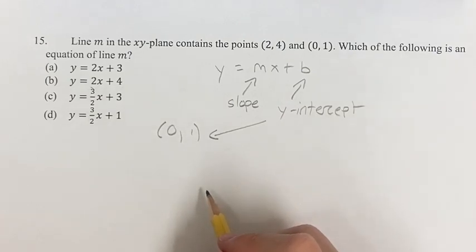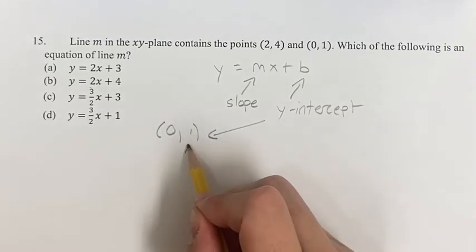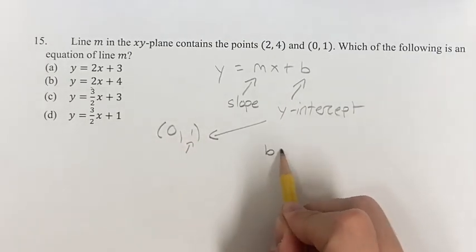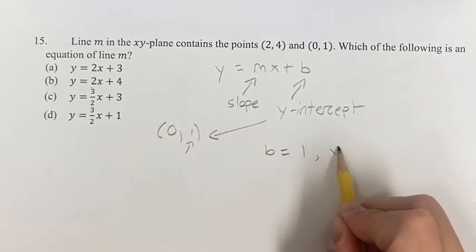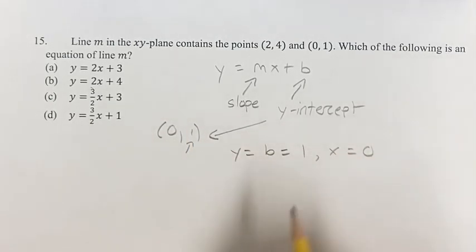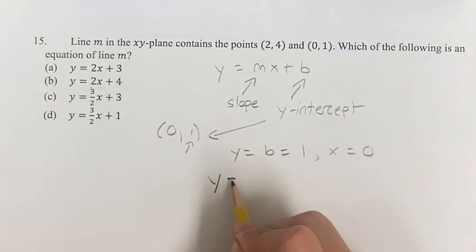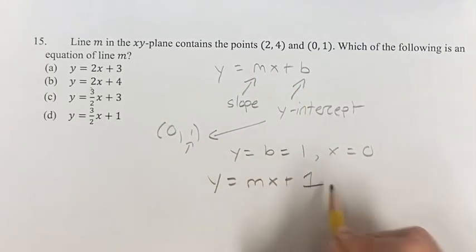The y-intercept is the value of y, 1, when x is 0. So our equation is going to be y is equal to mx plus 1.